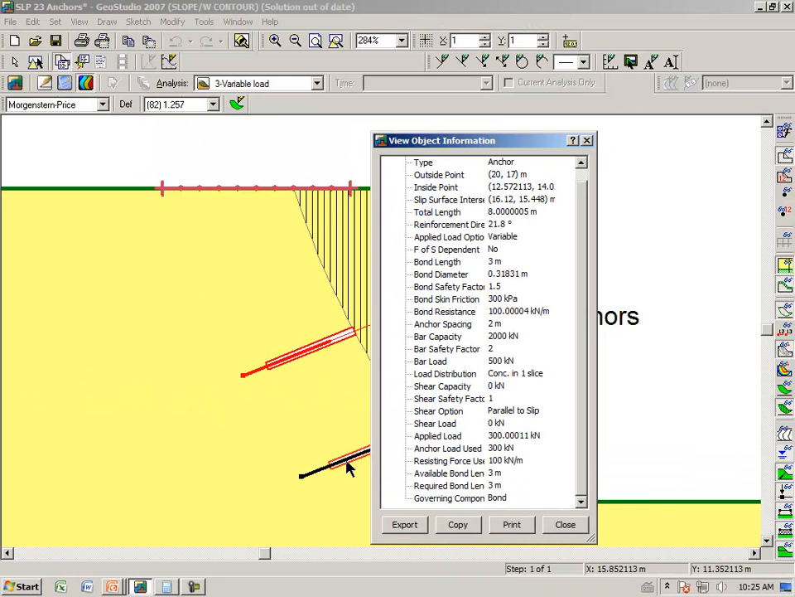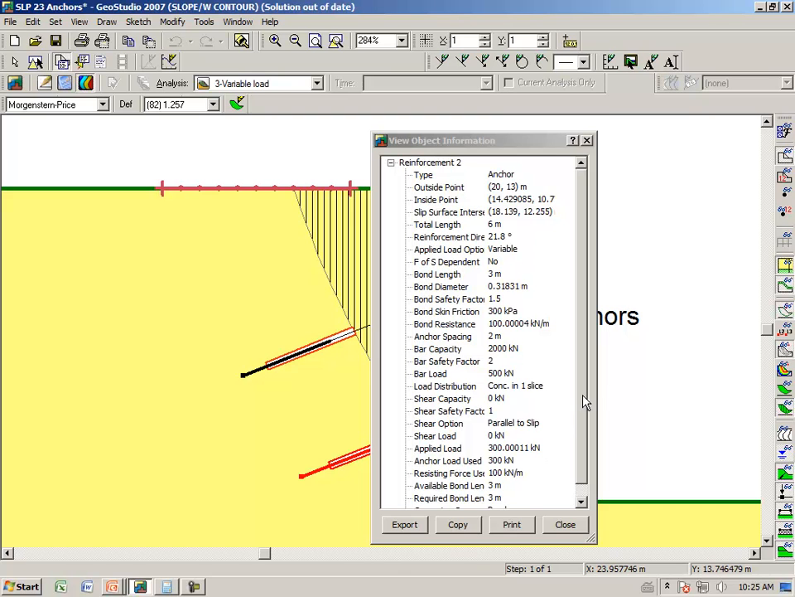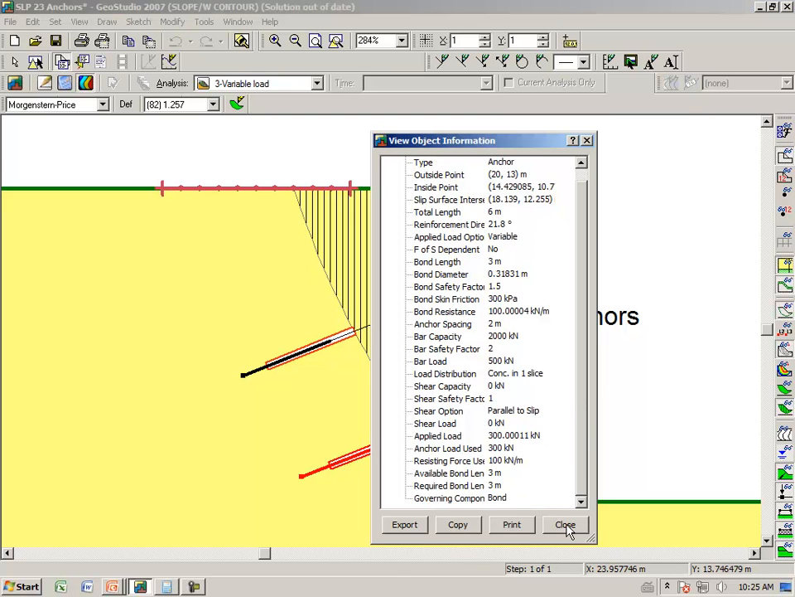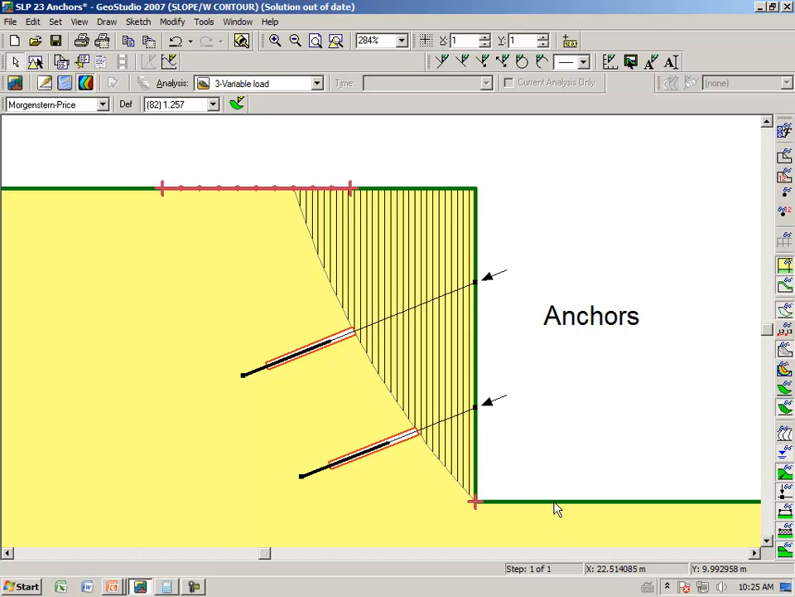We can look at the same information for the lower anchor, and once again it is exactly the same. So in this particular case, all else being the same, the variable option gives the same result as the constant option, which is usually the ultimate objective.